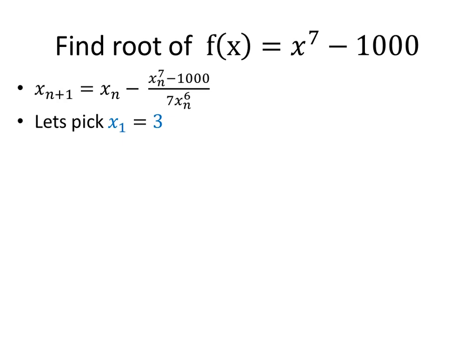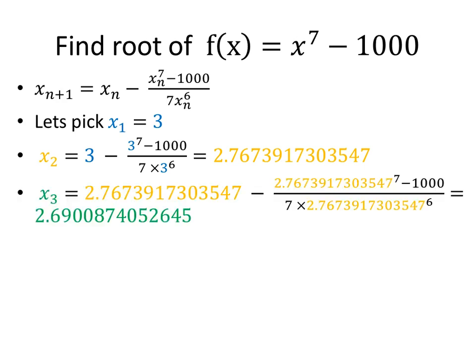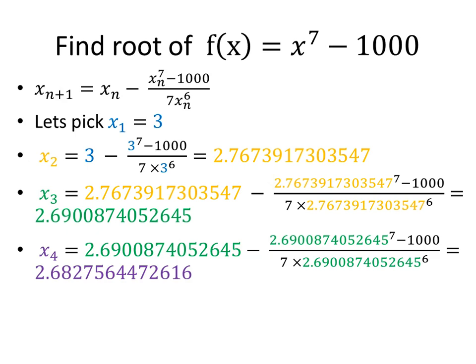Let's pick x1 to be 3. Plug this into our equation to find x2, which turns out to be 2.767 something or other. Then we'll take x2 and replace it where we had x1. If we do that, we'll come up with x3, which is 2.69008, and so on and so forth. Repeat the process, we get x4, 2.68. Notice that the numbers don't seem to be changing a whole lot from the previous iteration. This means that it's coming close to converging.